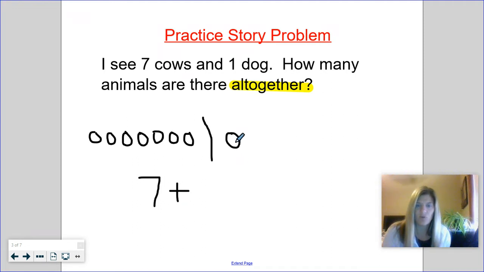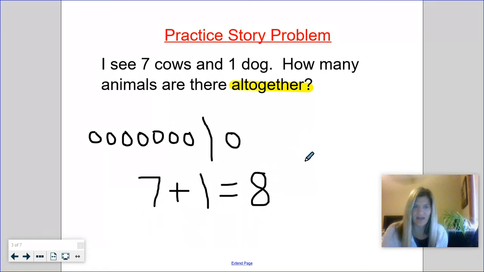And then I have 1 circle here, so I put 1. 7 plus 1. Now I need to do equals. 7 plus 1 equals 8. All right, boys and girls, I hope yours looks just like mine. We're going to go on to the next story problem.